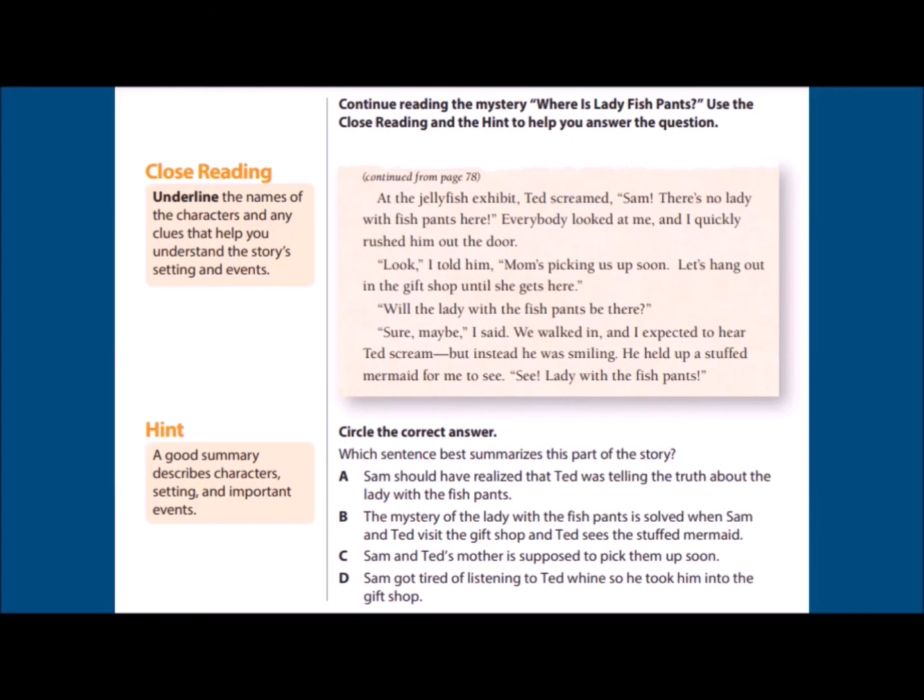Sam got tired of listening to Ted whine, so he took him in the gift shop. Well, that's true. Sam and Ted are in there, and it's got the gift shop in there, and I'm sure he's probably tired of listening to him whine, but that's more of an opinion than anything else, that you as the author think that he's tired of listening to him whine. So I want you to see, readers, how I did that, how I picked B as my answer, and how I justified it by looking at all my other answer choices. That's what you're going to do next.